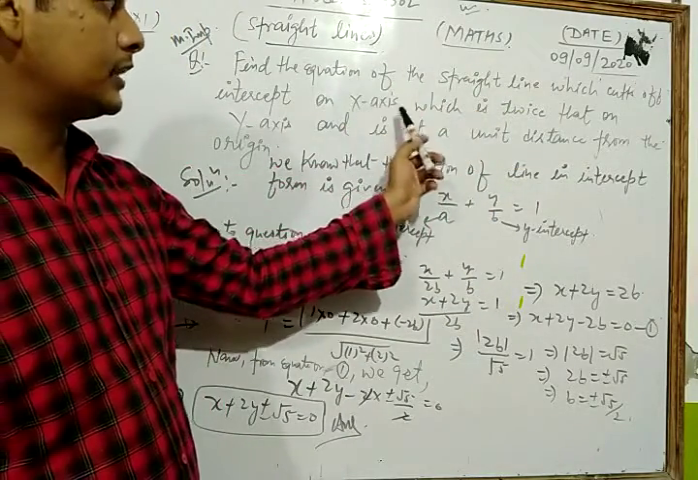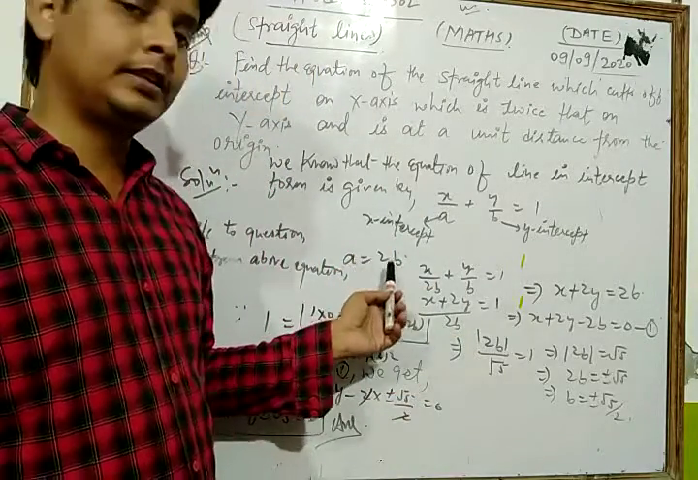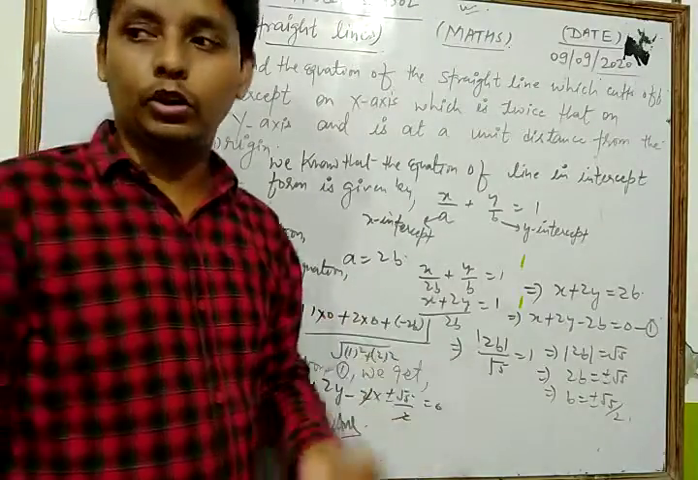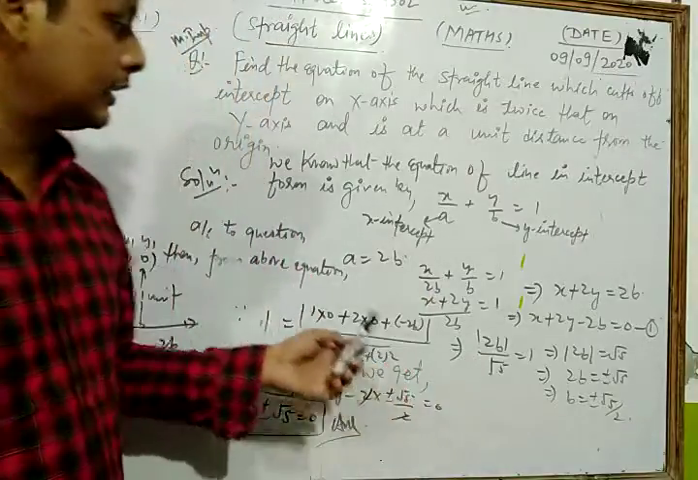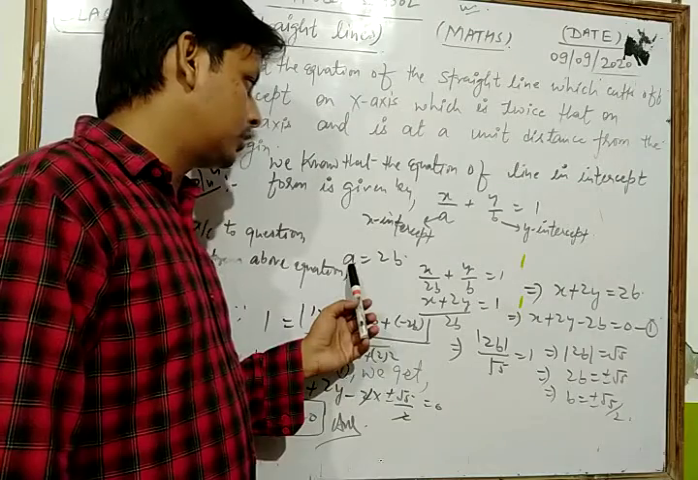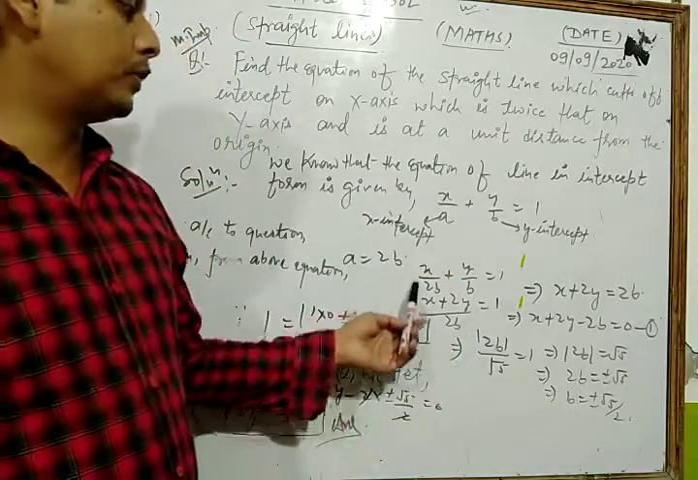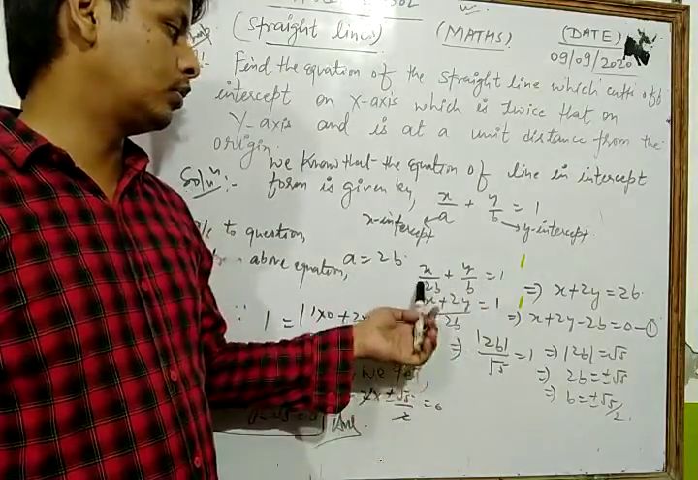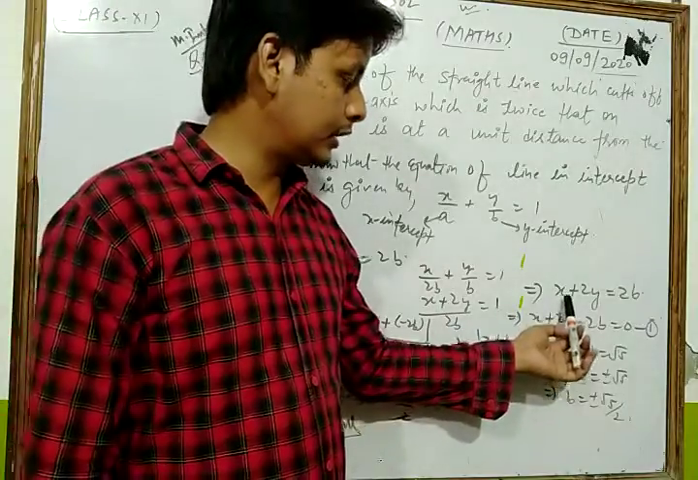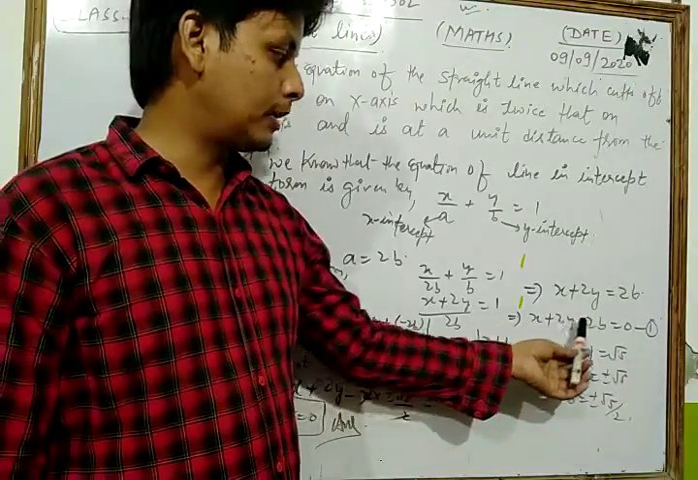Now, dear student, according to the statement, the intercept on the x-axis is twice that on the y-axis, which means a is equal to 2b. In this way we get the relation a is equal to 2b. Now we put a equal to 2b in the equation of the line, so we get x upon 2b plus y upon b is equal to 1. Now we take LCM 2b, and after simplifying we get x plus 2y is equal to 2b. So we get our equation of line x plus 2y minus 2b is equal to 0.